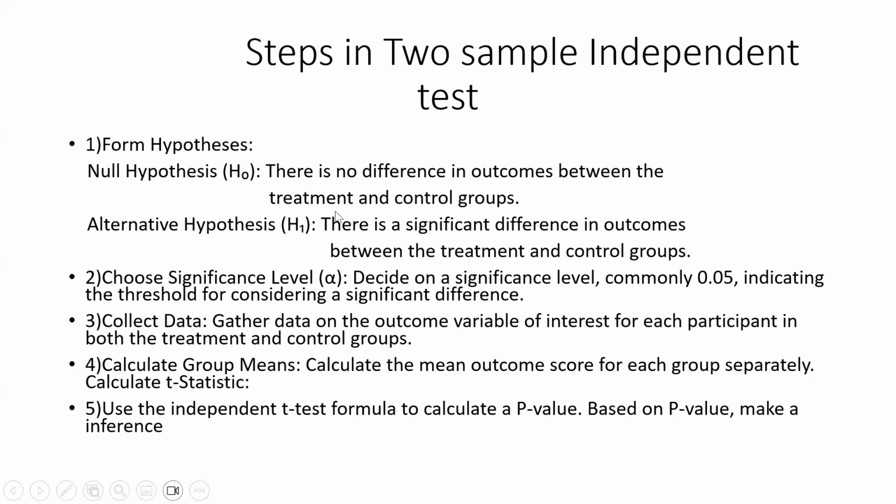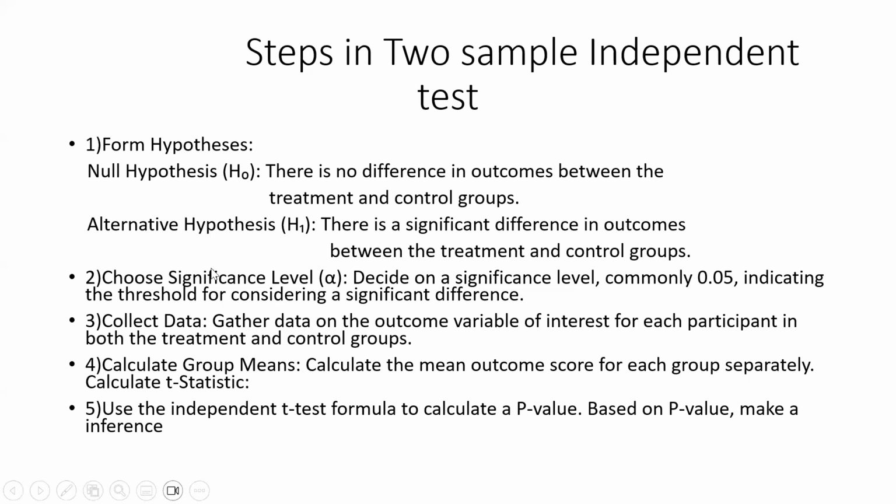So in the null hypothesis, we will say there is no vaccine effectiveness: there is no difference in outcomes between the vaccine and placebo. In the alternative hypothesis, we will say there is a statistically significant difference in outcome between the COVID vaccine and the placebo group. This is how the pharma company makes the null hypothesis and alternative hypothesis.